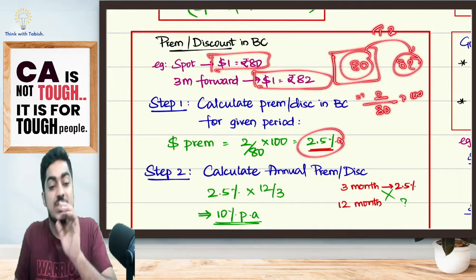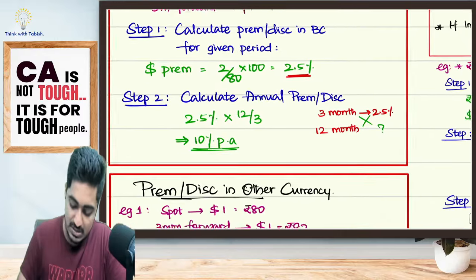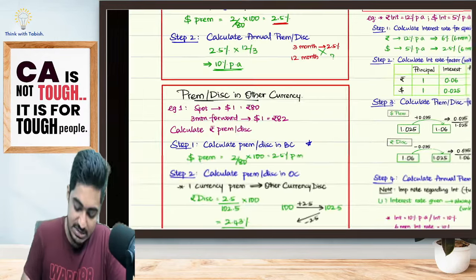Simple. If the question is asking you for annual, this was for 3 months. Convert it into 12 months. I will say 3 months it was 2.5%. 12 months how much? Cross multiplication. Is this clear, everyone? Okay.